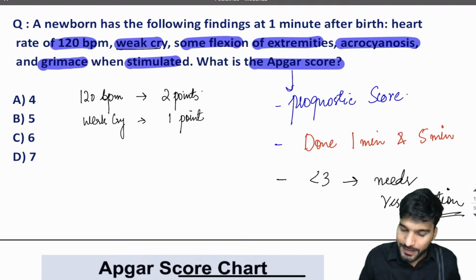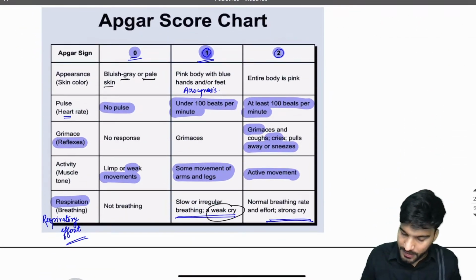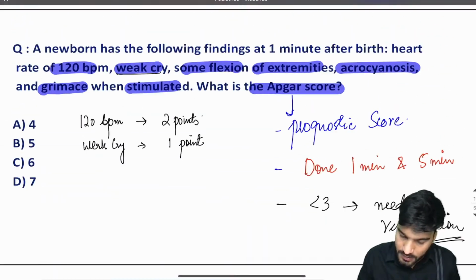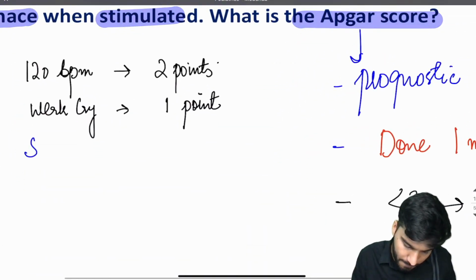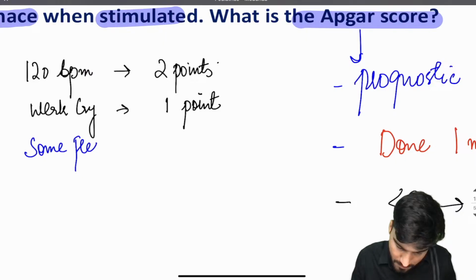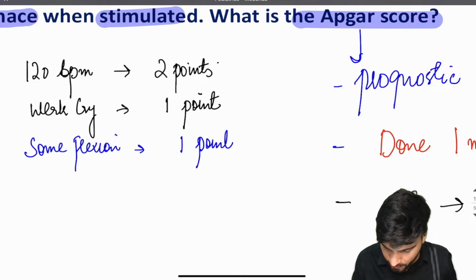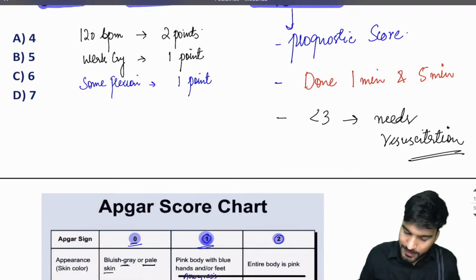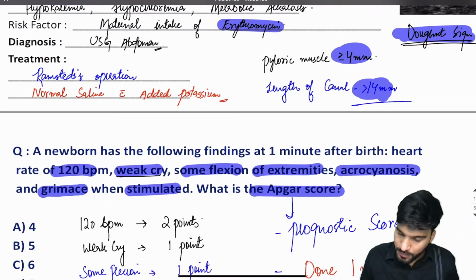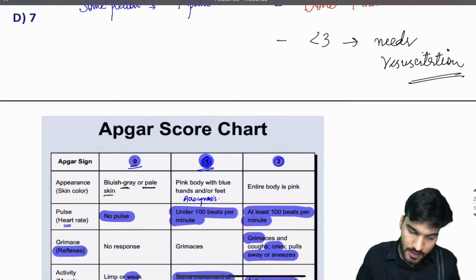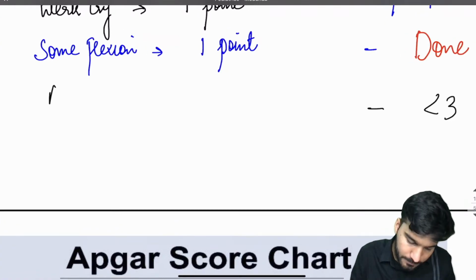Followed by that, there is some flexion of the extremities, some movement, again that is going to be 1 point. Followed by that, there is pink acrocyanosis, that is a pink body with blue hands or feet. Again, acrocyanosis will have 1 point.